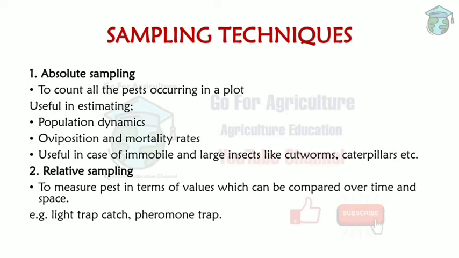But what if the insects are mobile, like if they fly? What we can do is relative sampling. In the case of mobile insects, we do relative sampling, which measures the pest in terms of values so that they can be compared over time and space. Like, at this time and in this region, there are this many mobile insects. Examples are light traps, pheromone traps, etc. So these are the two sampling techniques.